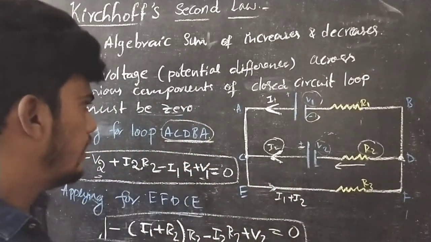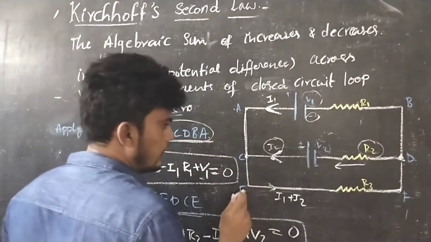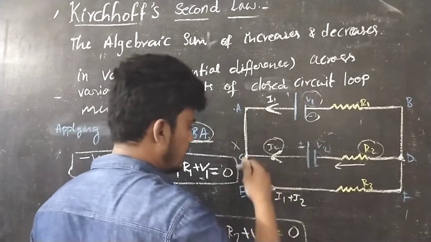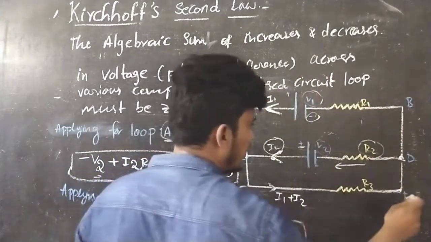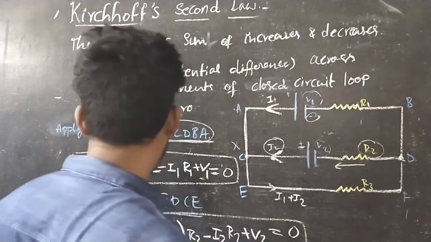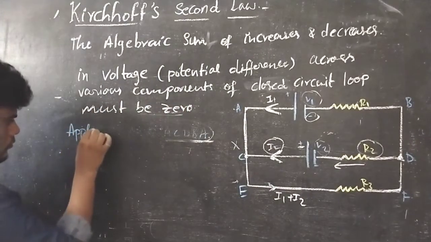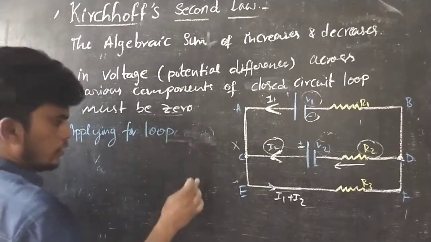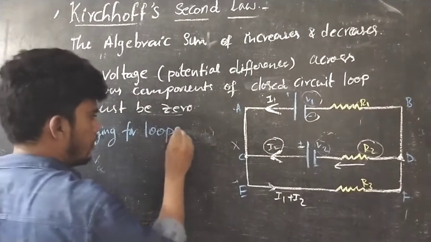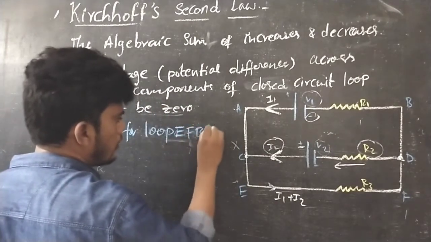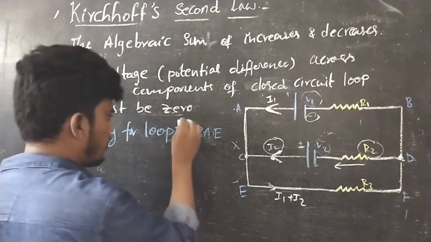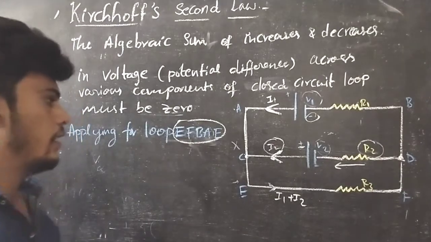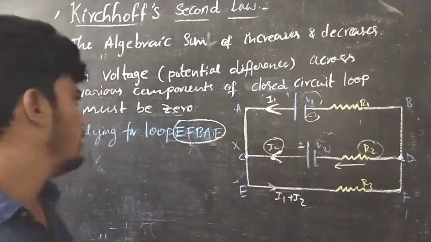Are you clear? Let's do for another loop, EFBA, without the middle loop. So we didn't take the middle loop, we are taking the entire outer loop, that is EFBAE. Let's do it with me. Applying for the loop, what is the loop name? EFBAE. It is another loop, the outer loop EFBAE. Now I am going to apply sign conventions as well as Kirchhoff's law to the loop EFBAE.